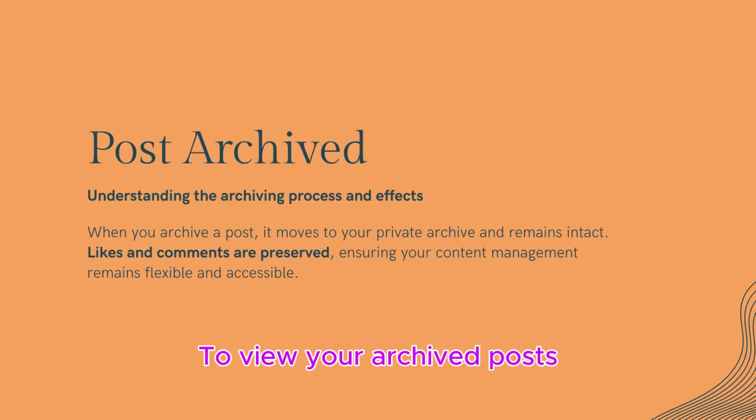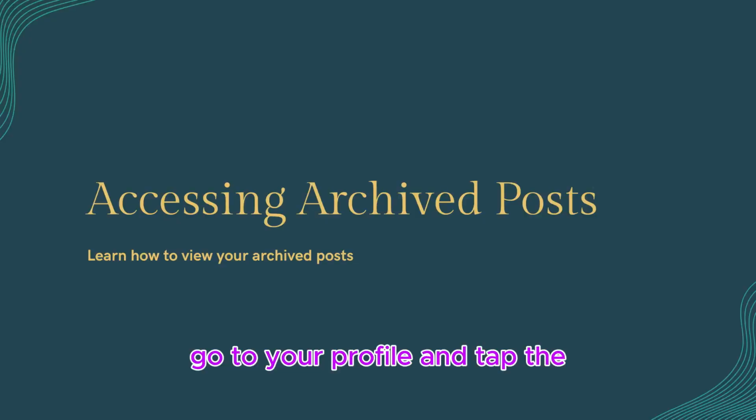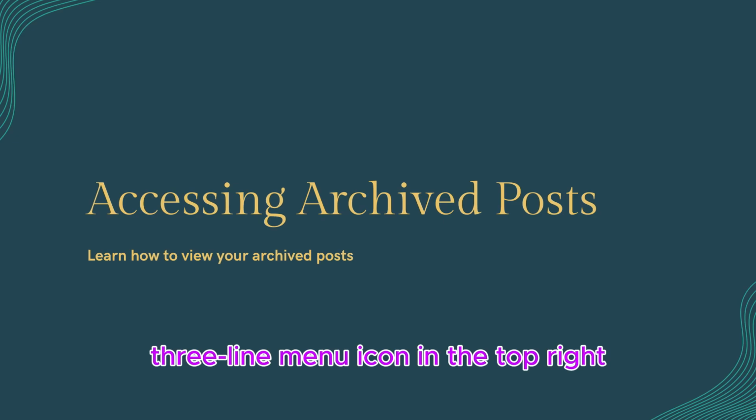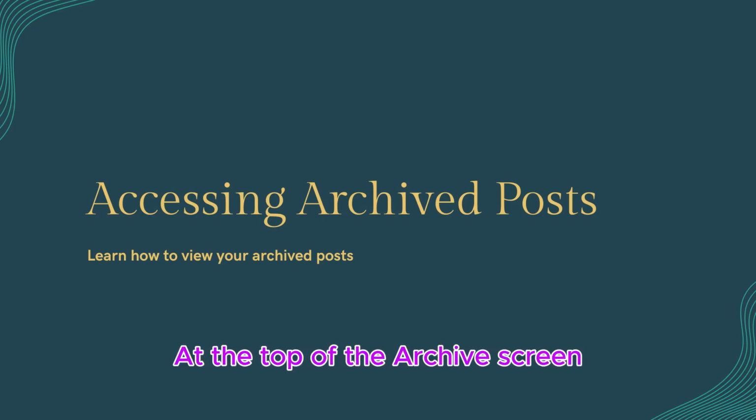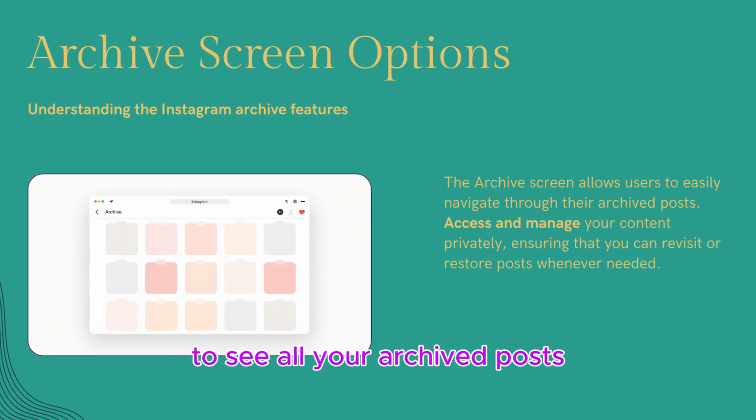To view your archived posts, go to your profile and tap the three-line menu icon in the top right. Select Archive from the menu. At the top of the archive screen, you can tap Post Archive to see all your archived posts. You can also choose to view archived stories here.